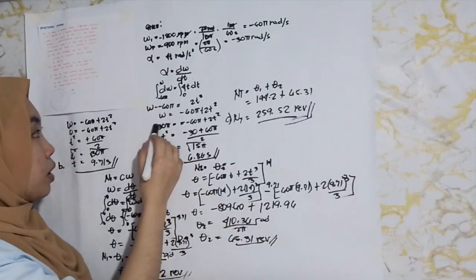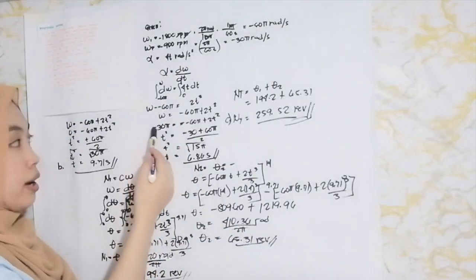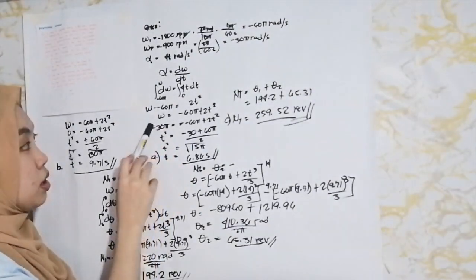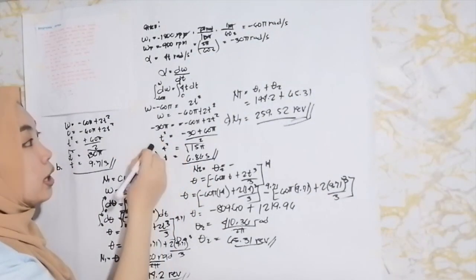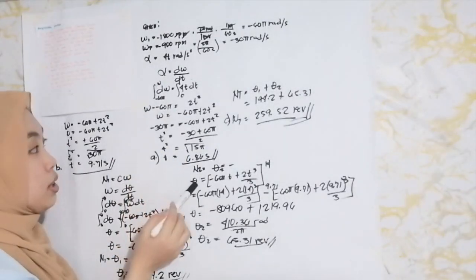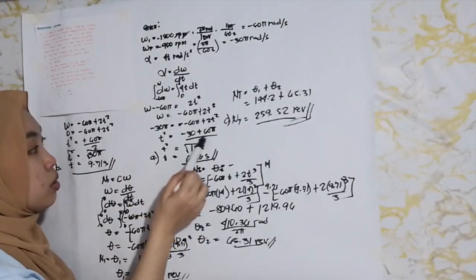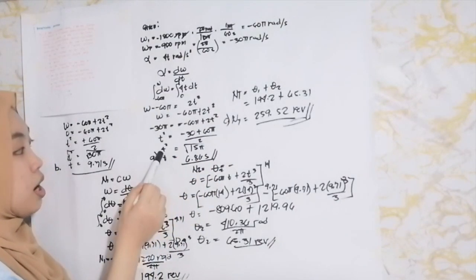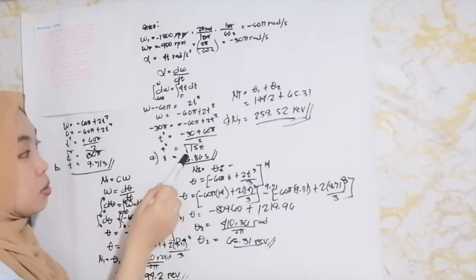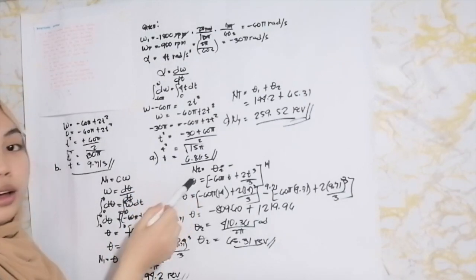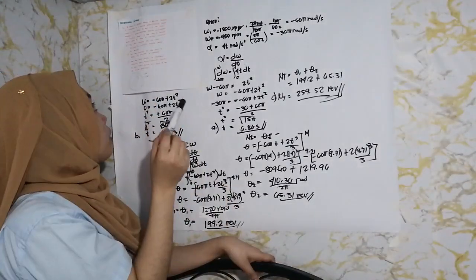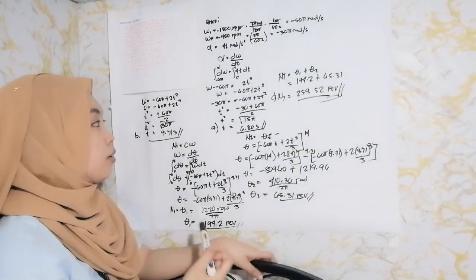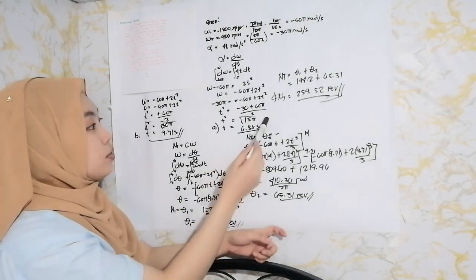Since we have the value of the final omega, negative 30 pi, we substitute it here and we can get t. Taking the square root of the value, the time is equal to 6.86 seconds. This is the time required for the wheel to reduce its clockwise angular speed to 900 RPM. So that's the answer for letter A.